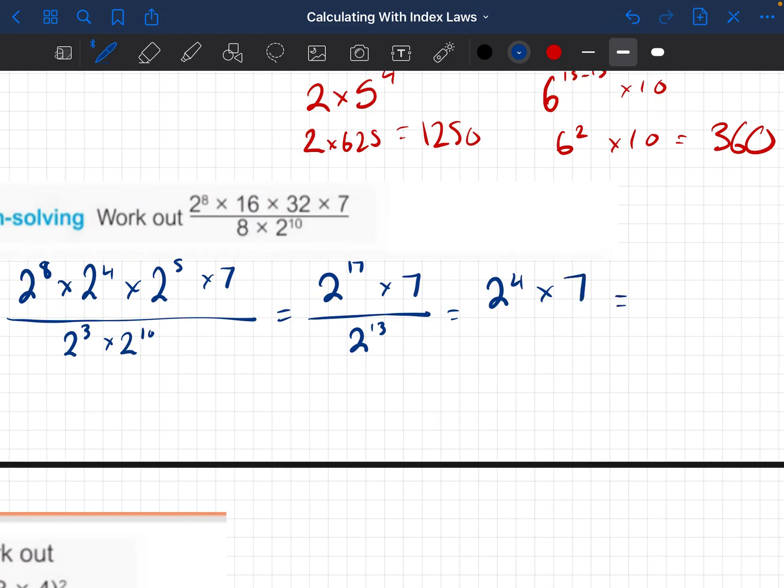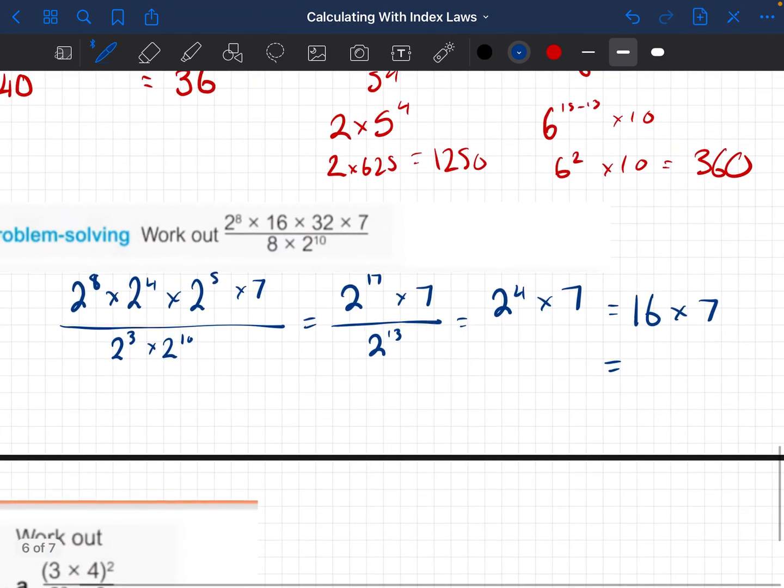That equals 2 times 2 times 2 is 16 times 7. A bit long. So how I would do it: 10 times 7 is 70, 6 times 7 is 42. Add them up, you're going to get 112 as your final answer. And there we are. If you want, you can check the whole equation with a calculator, but that's the final answer there.